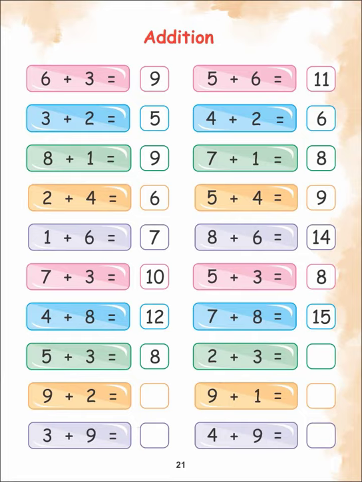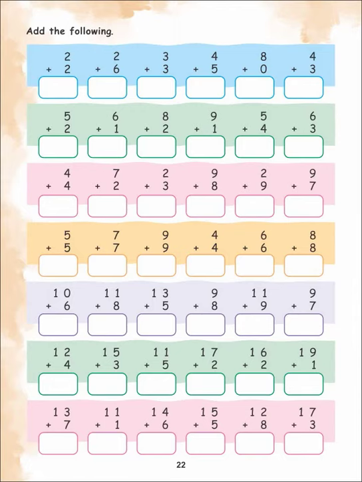2 plus 3, 5. 9 plus 2, 11. 9 plus 1, 10. 3 plus 9, 12. 4 plus 9, 13. Add the following. 2 plus 2, 4. 2 plus 6, 8. 3 plus 3, 6. 4 plus 5, 9. 8 plus 0, 8.